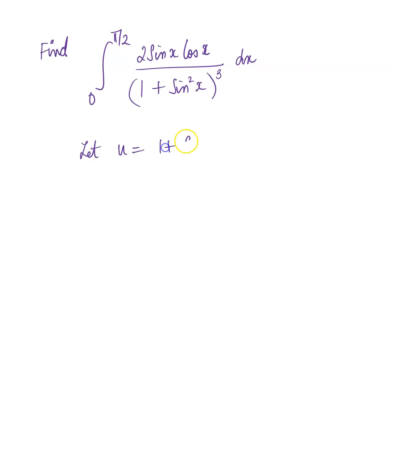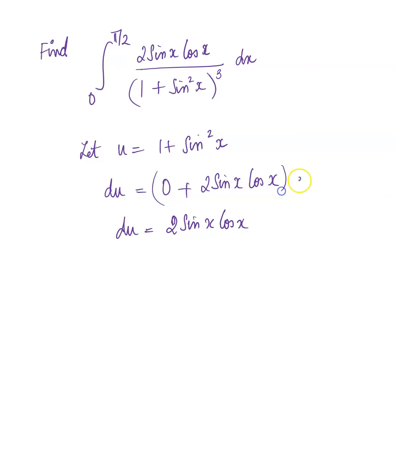Let u be 1 plus sine squared x. So that means du is 0 plus 2 sine x cosine x. I know this will happen because with a square we'll do the chain rule. That's what I did, the chain rule. But I know this chain rule is going to be helpful because that's what I have in my numerator. So all is good. du is 2 sine x cosine x dx. So then I do 0 to pi over 2.